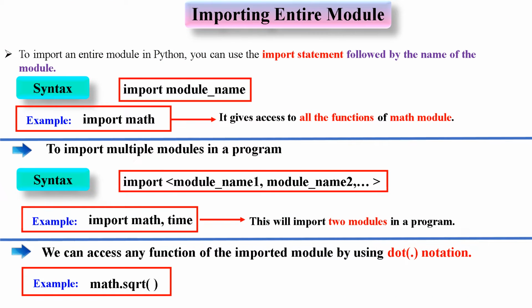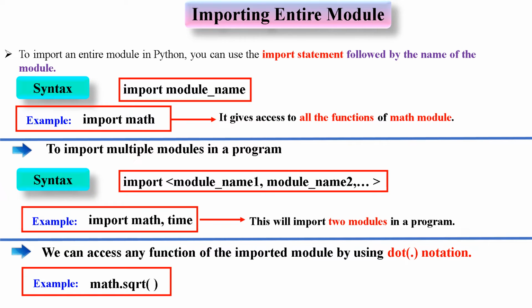Importing entire module. To import an entire module in Python, you can use the import statement followed by the name of the module. Syntax is import module_name. For example, let's say you have a module called math.py that contains various mathematical operations. To import the entire module, you would use import math. It gives access to all the functions of the math module.